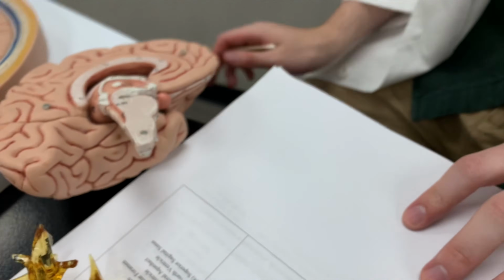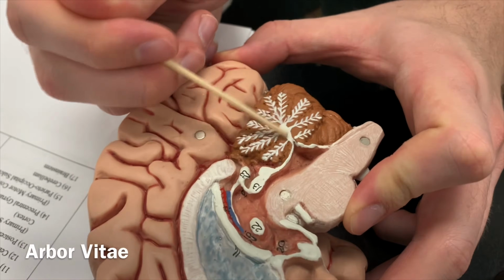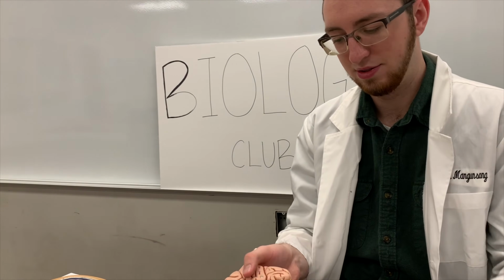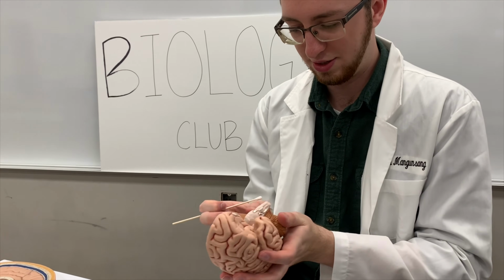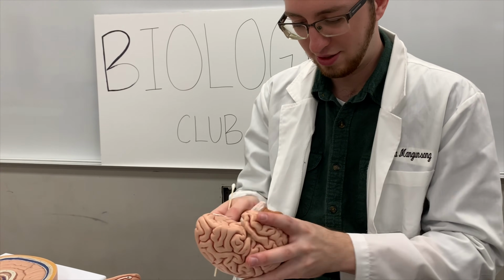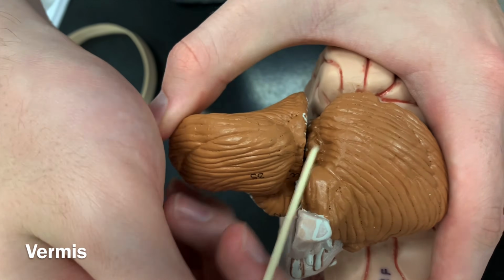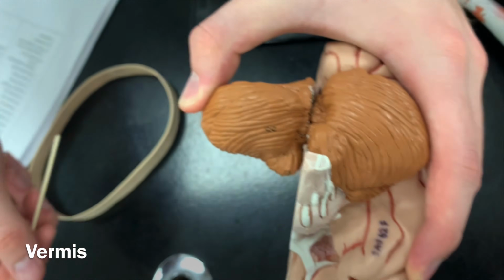What are these white things? So these white things right here are going to be your arbor vitae, and you also have the vermis, which is going to be this little center. It's called a worm. It's a little center in between the two lobes of the cerebellum, your vermis. That's it, guys.